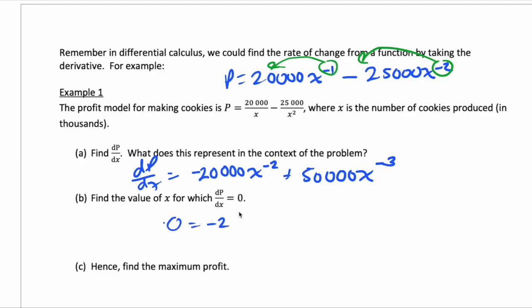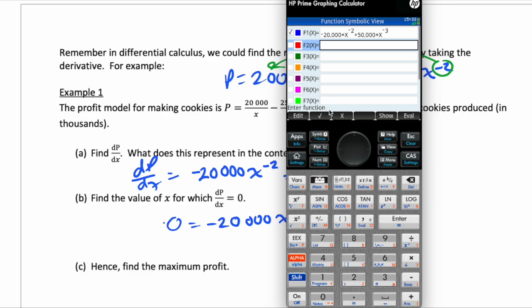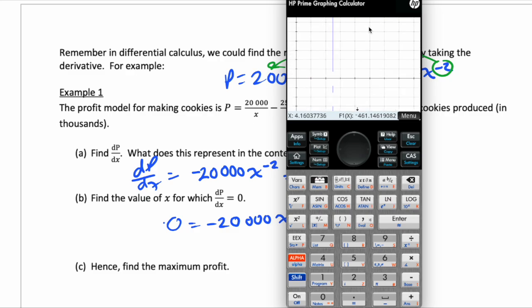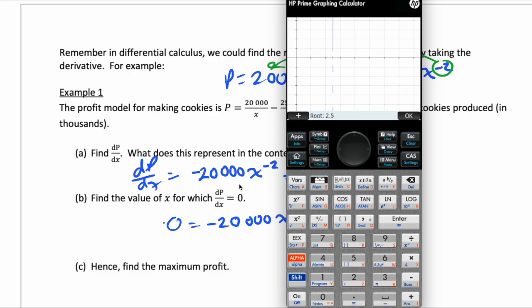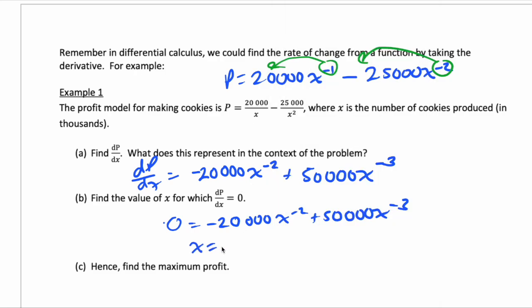Okay, then next question, find out what value of x gives you derivative equals 0. We have 0 equals negative 20,000 x to the power negative 2 plus 50,000 x to the power negative 3. We can solve it algebraically, but you can also solve that through graphing on the calculator. We got the function in there, and we can plot it and see when it hits 0. Looks a bit odd there, but I think it'll still work. The x-intercept's over here somewhere. Click menu, function, root, and you get 2.5. X equals 2.5.